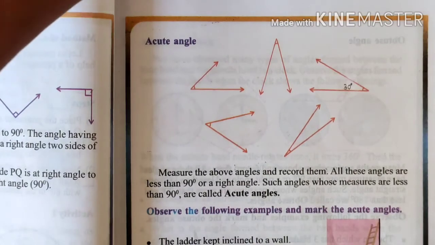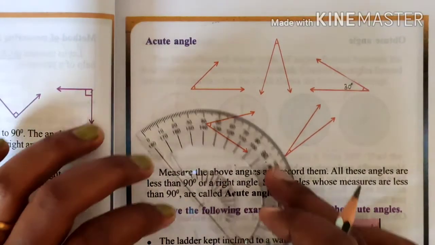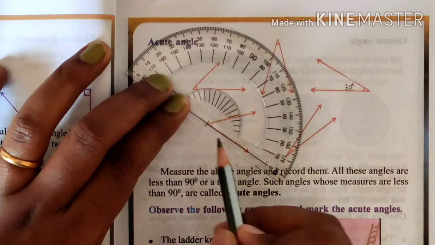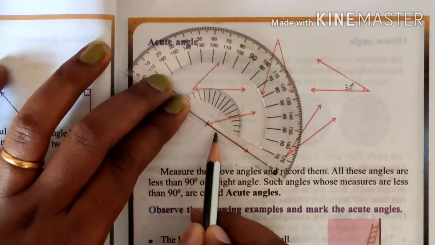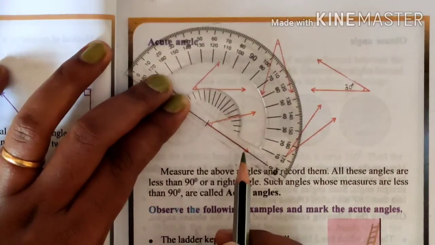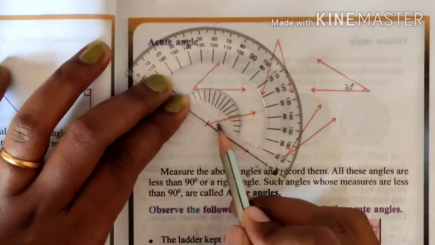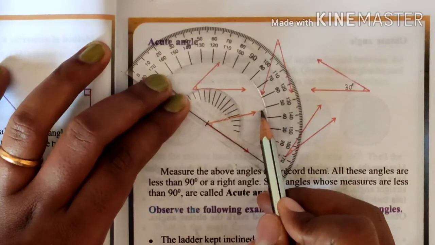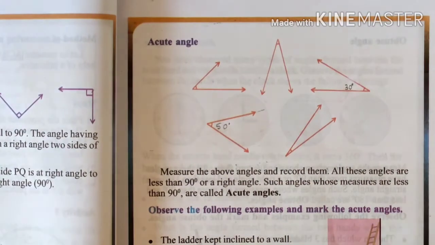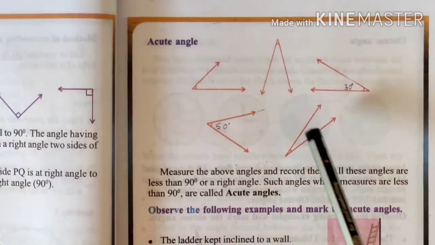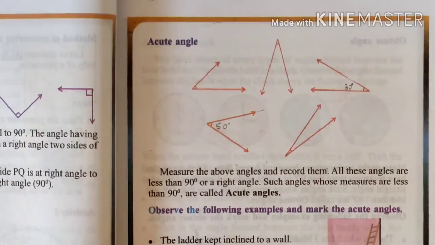Let us measure another angle. We are going to measure this angle now. See properly. The center of the protractor is at the vertex. Base of the protractor coincides with the side of the angle. So the other side of the angle shows the measure at 50 degree. So the measure of this angle is 50 degree. Same way you have to measure other three angles and record their measures. And these angles that measure less than 90 degree are called acute angles.